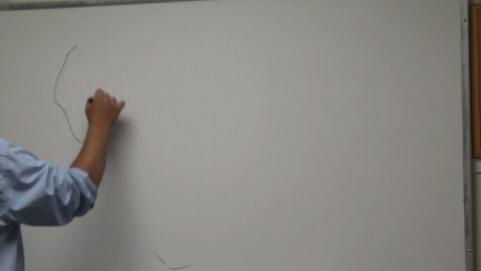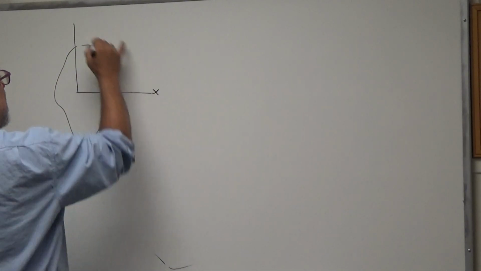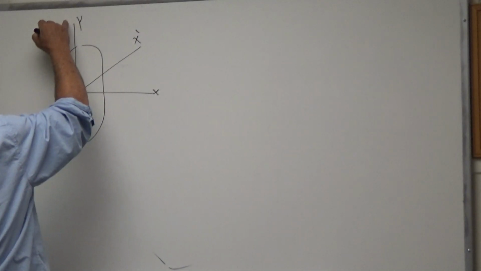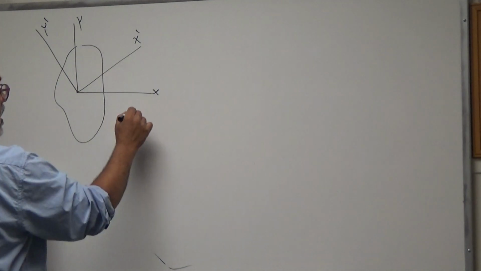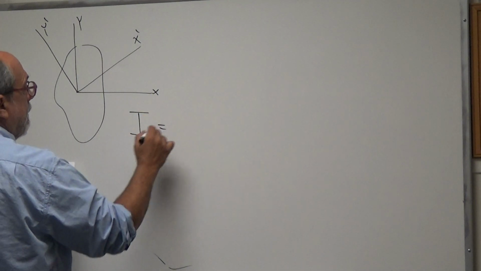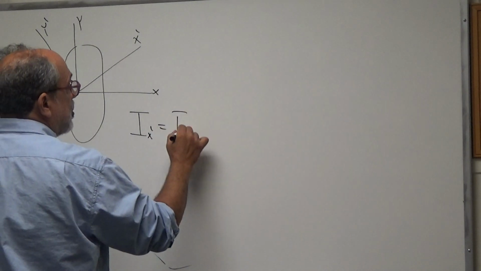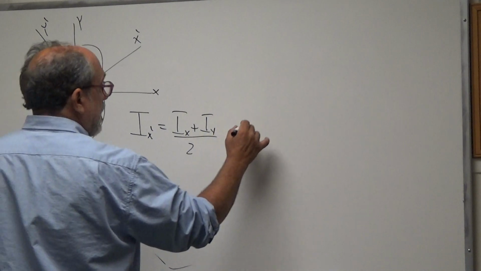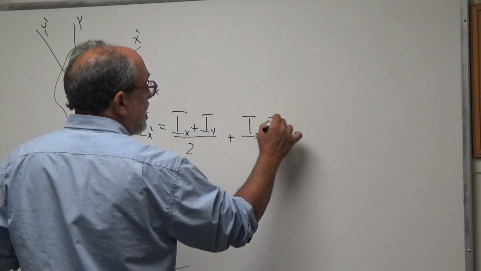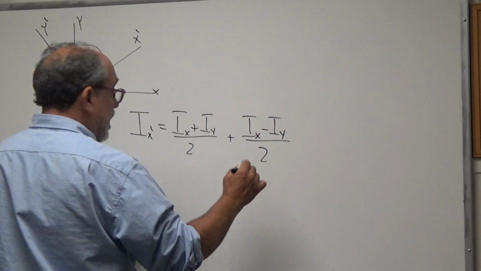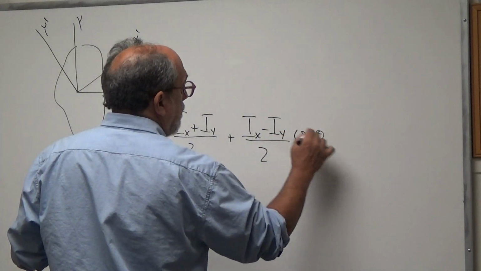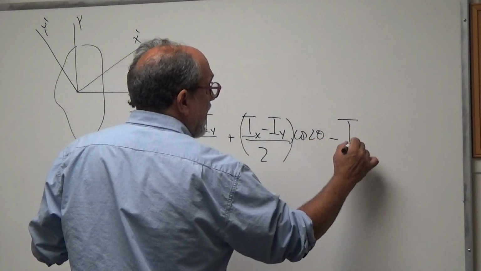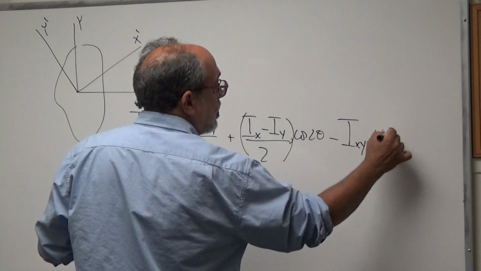So again, this is x and this is y, and this is a centroidal axis. This is x prime and y prime. So the moment of inertia Ix prime is equal to the average of Ix and Iy, plus the difference divided by 2 times the cosine of 2 theta, minus Ixy times the sine of 2 theta.